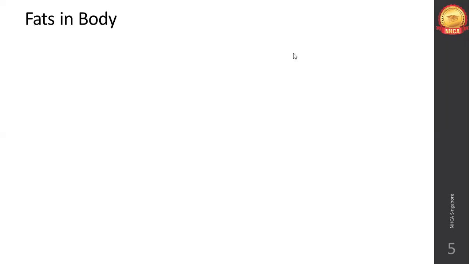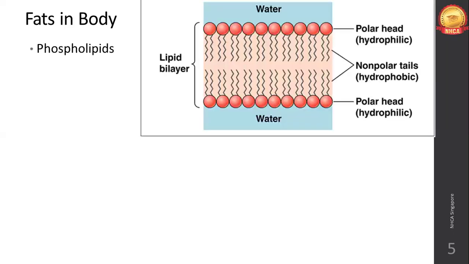So next is fats in body. Your phospholipids. Okay, we have shown the cell membrane layer, phospholipid layer. So this is the cell wall layer. Phospholipids are abundantly present in your body. Phospholipids, what kind of lipid is it? From the classification, if you remember, there are three main classifications. So phospholipids come under which classification?